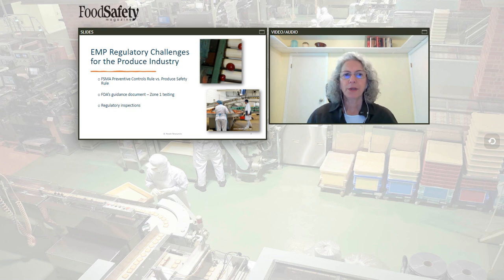Also, I wanted to mention FDA's guidance document for ready-to-eat foods for Listeria control. They encourage zone 1 testing, which I think everybody agrees is important to do. But from the produce industry, it's a bit more challenging again. In fresh produce there's no kill step, it's perishable. If you are going to do zone 1 testing, that product needs to be put on hold and the whole situation needs to be very tightly managed.